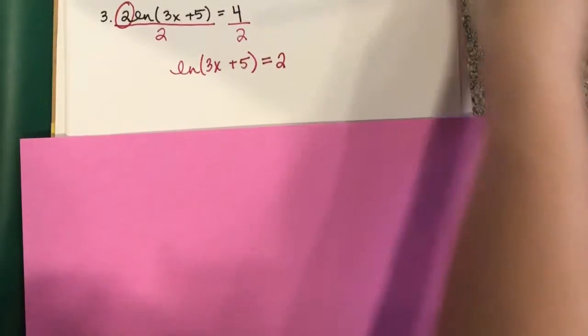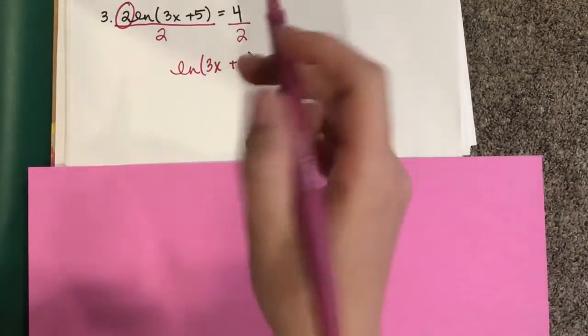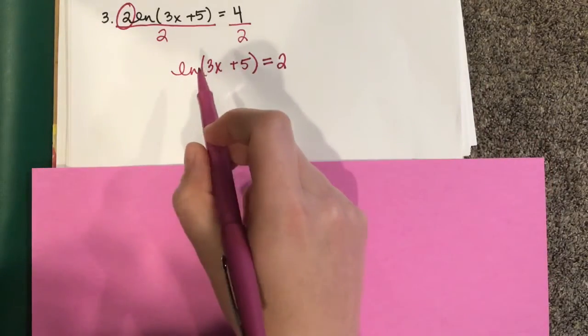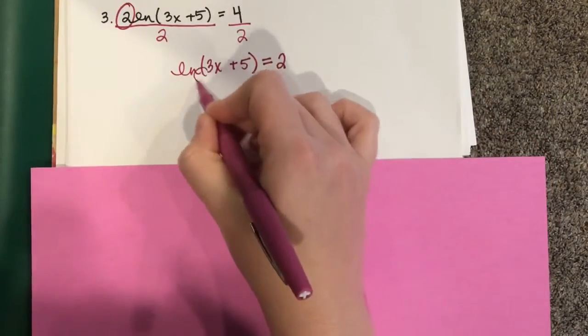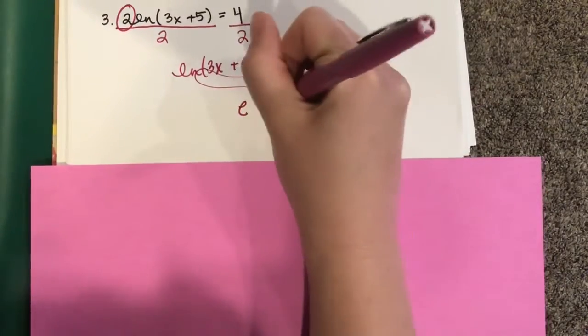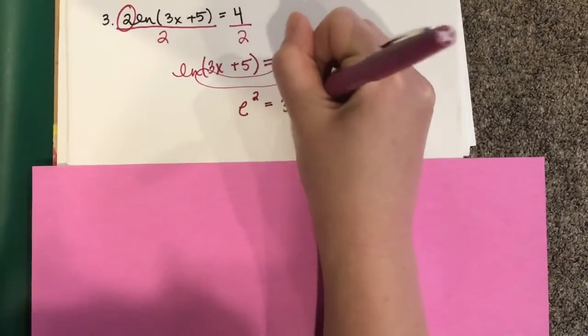So now that that's done, I can go ahead and switch it so that it's in exponential form. Do that little canoe thing we do. So I end up with e squared equals 3x plus 5.